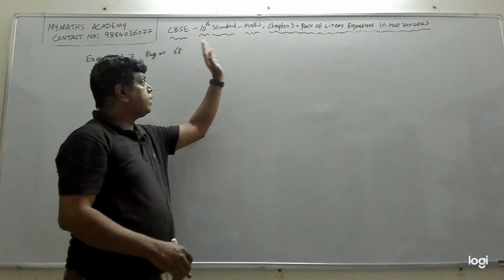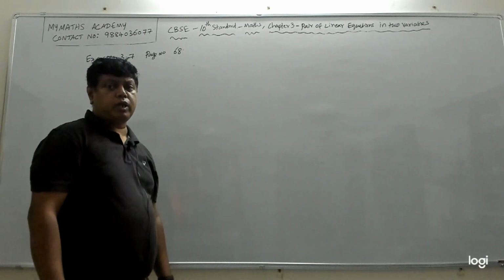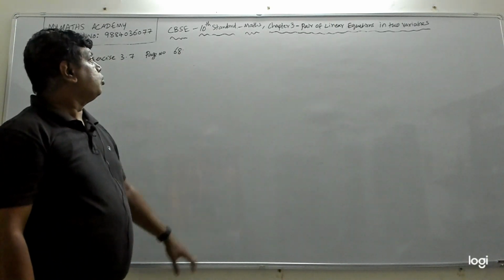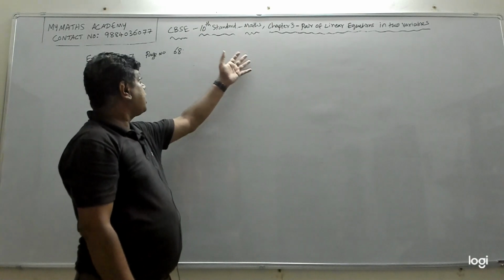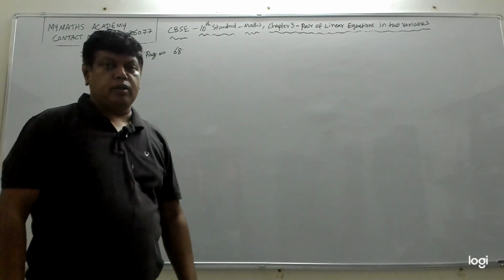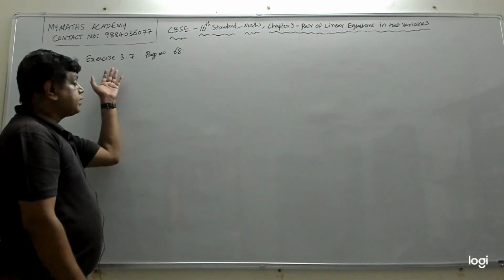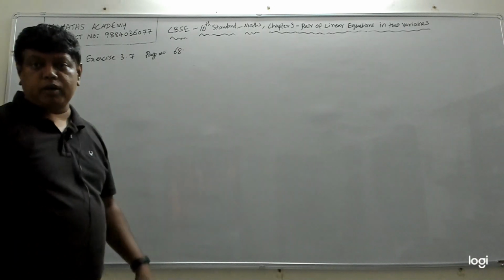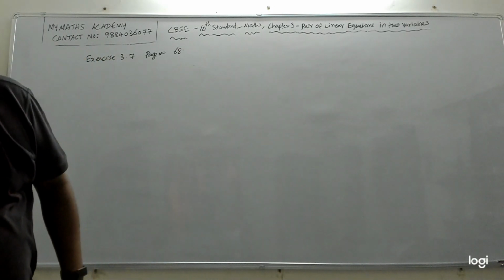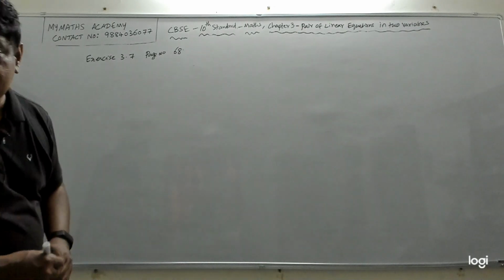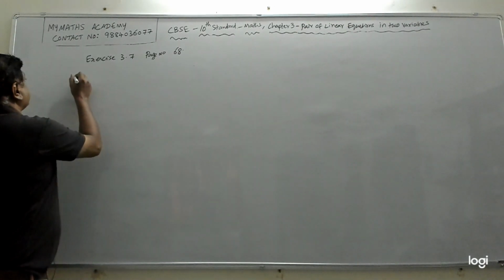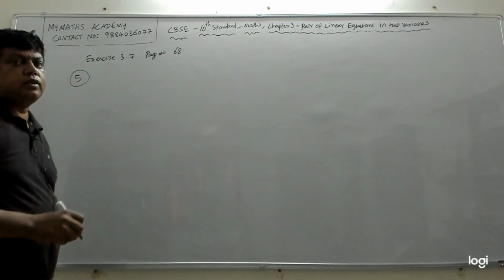In this video, we'll continue with pair of linear equations in two variables, which is a chapter in 10th standard CBSE mathematics. We'll continue on exercise 3.7 in page number 68. So we have problem number 5.